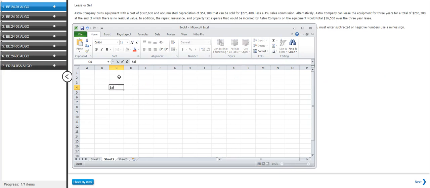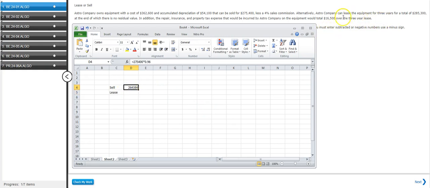So we can sell this asset, or we can lease this asset. 2 options, that's it. It's telling us about the original cost of the asset. That's irrelevant. It's the sunk cost, and the accumulated depreciation is also a sunk cost. If you're on paper, cross these 2 numbers out. It can be sold for $275,400, but we don't get to keep all of that. There's a 4% commission. Remember, if we give up 4%, we get to keep the other 96%. So I'm just going to multiply it by 0.96. That's how much money we'll get if we sell it.